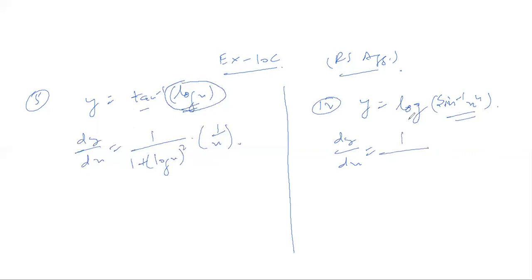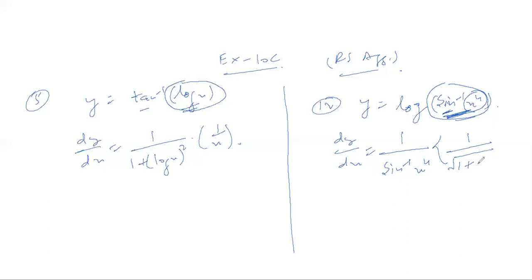So it will be 1 upon, and this will be x. So log x is 1 upon x. So it will be 1 upon sin inverse x raised to power 4. Differentiate it again. This is sin inverse, it will be taken as x this time. So sin inverse x is 1 upon under root 1 minus x square.